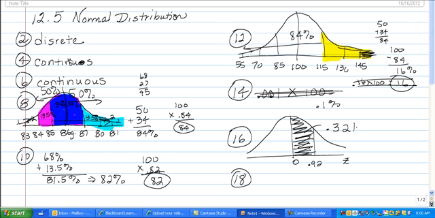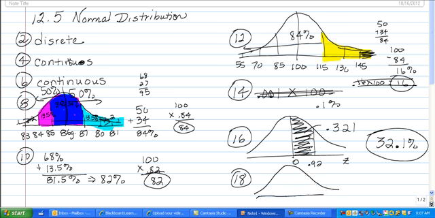So it gives it as an area. We need to change that to a percent, since the question is asking for a percent. So we get 32.1%. All right, the next one in 18 is negative 2.25. I'm a very visual person, so you're going to see me drawing these. I encourage you to do it as well, at least until you know what you're doing, and maybe even after that.